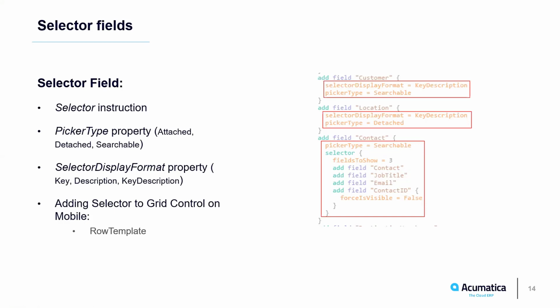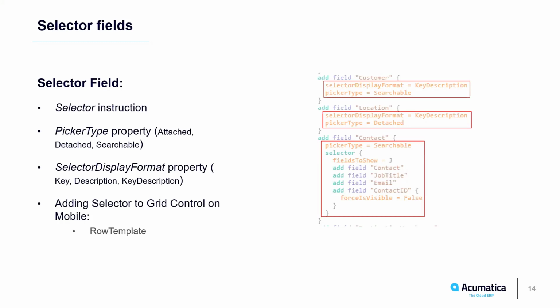And last, when you're adding a PX selector to a grid on the mobile screen, please make sure that you have added the PX selector control to the row template section of the grid control. This step is very important since the mobile selector will not work properly without this.